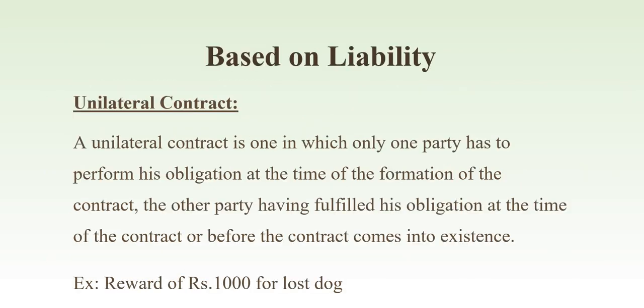Based on the liability, unilateral contract. A unilateral contract is one in which only one party has to perform his obligation at the time of the formation of the contract. The other party has fulfilled his obligation at the time of the contract or before the contract comes into existence. Example, reward of rupees 1,000 for a lost dog.